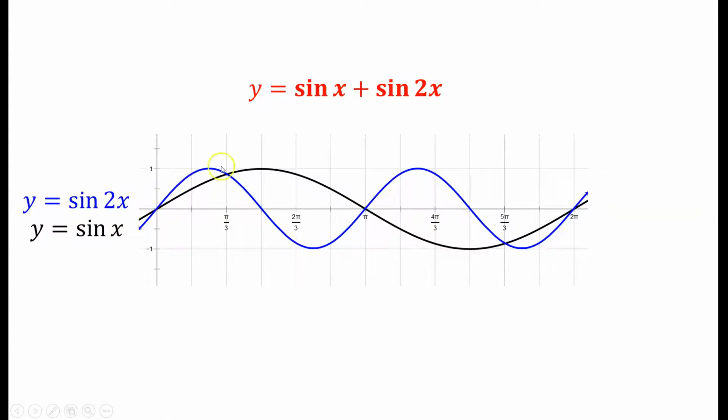I've got this blue one here. It's got a b of 2. So it's going twice as fast as the black one here. If I was to add them together, what would you expect? Well, right here they both have an amplitude of 0, so I would expect the new one to also have an amplitude of 0 there.